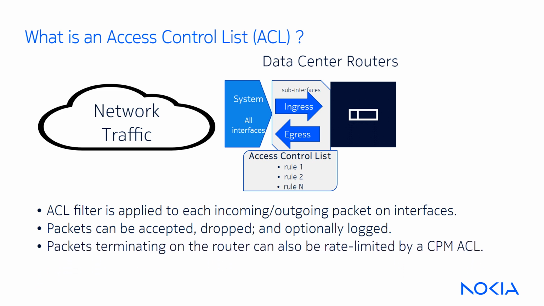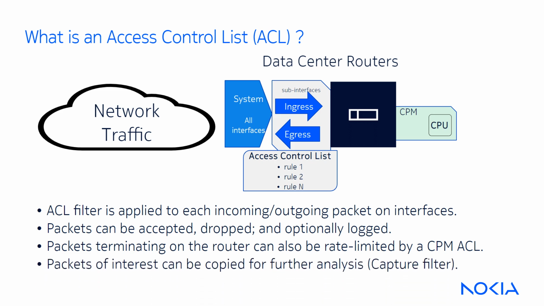There are some special access control lists that work only on control packets terminating on the router. They are called CPM filters. They are similar to regular ACLs, but can also rate limit these matching control packets. SR Linux also supports another type of ACL called the capture filters. They allow you to analyze matching packets in a similar way to the Linux tcpdump tool.